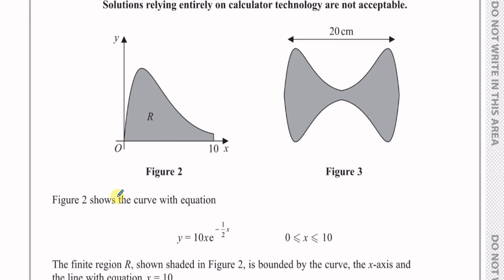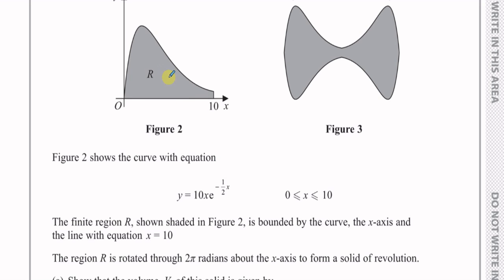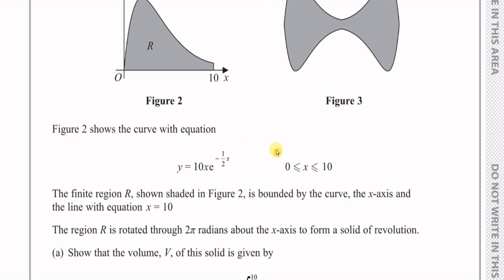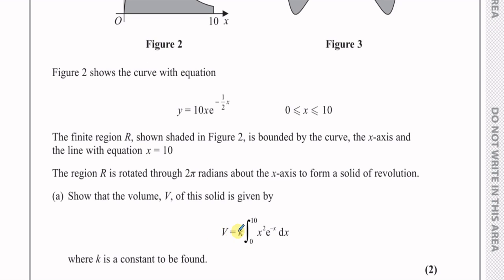We're given these two figures. It says figure 2 shows the curve with the equation y equals 10x times e to the power of negative a half x, and x is between 0 and 10. The finite region R, shown shaded in figure 2, is bounded by the curve, the x-axis, and the line with the equation x equals 10. The region R is rotated through 2 pi radians about the x-axis to form a solid of revolution. Show that the volume V of this solid is given by V equals K times the integral of x squared times e to the power of negative x with respect to x between 0 and 10, where k is a constant to be found.